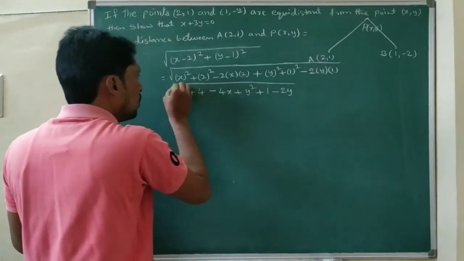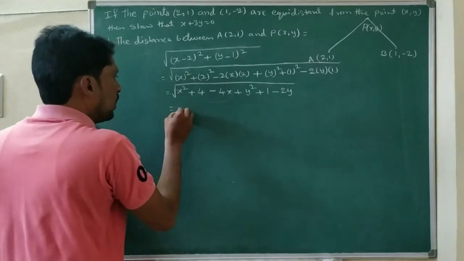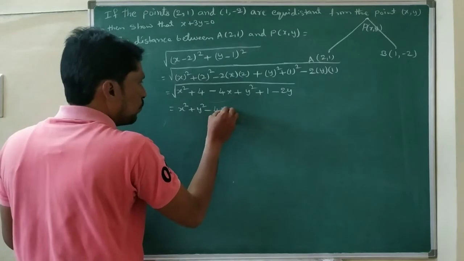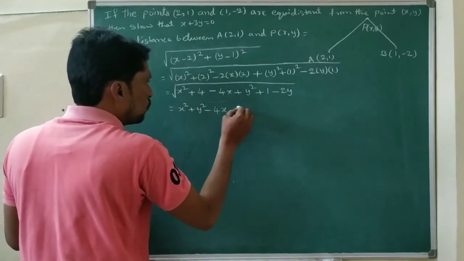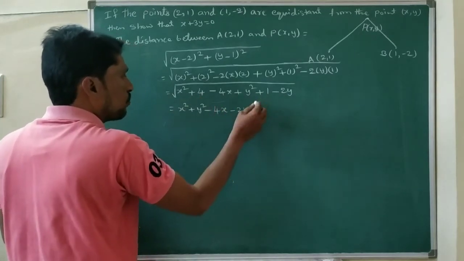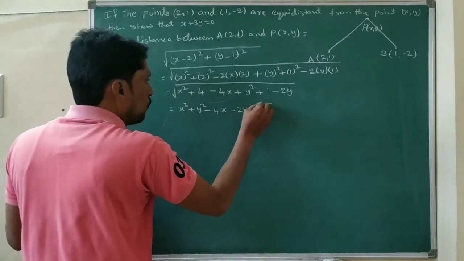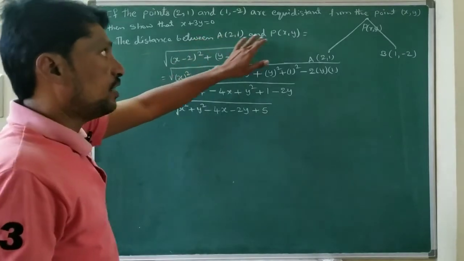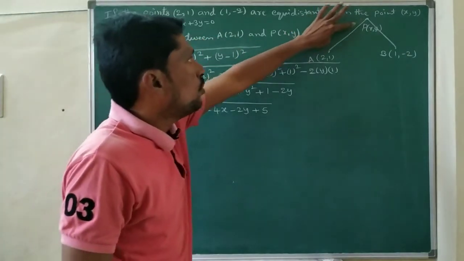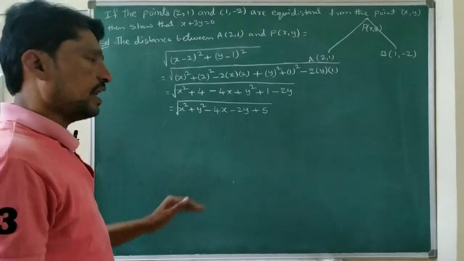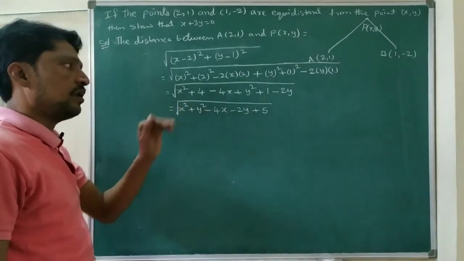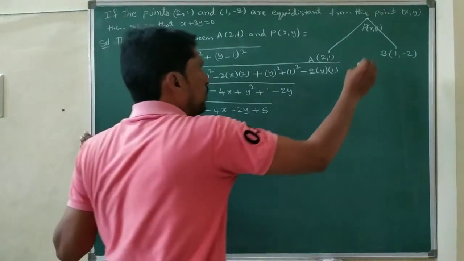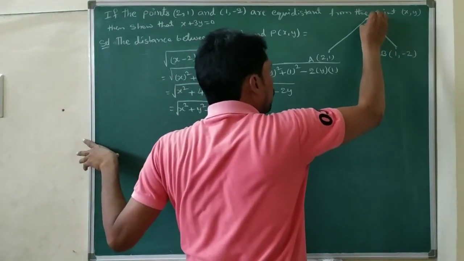Now you can write in order: x square plus y square minus 4x minus 2y, plus 4 plus 1, which is 5, under root. We got the distance from A to P: under root, x square plus y square minus 4x minus 2y plus 5. Now we also need to find the distance BP.